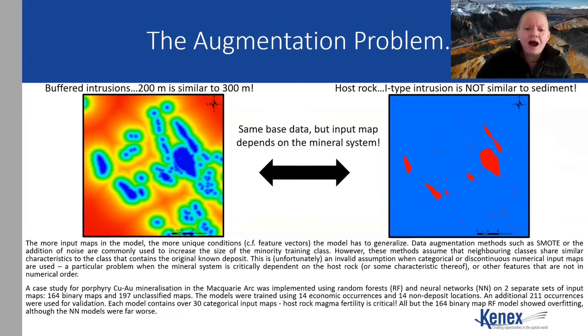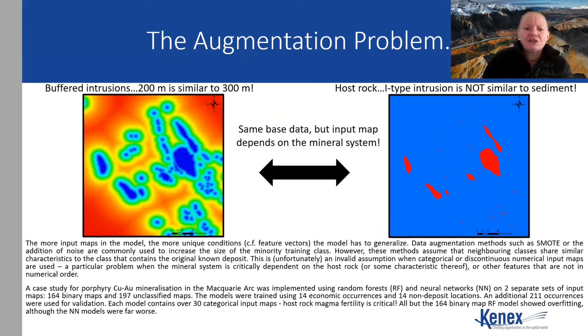And so even though it's, as we can see, same input data, same intrusions, but the input map actually depends critically on the mineral system that we're trying to target. One, the host rock is critically important. One, having the presence of an intrusion is important, but it doesn't necessarily have to be hosted within the intrusion, right?